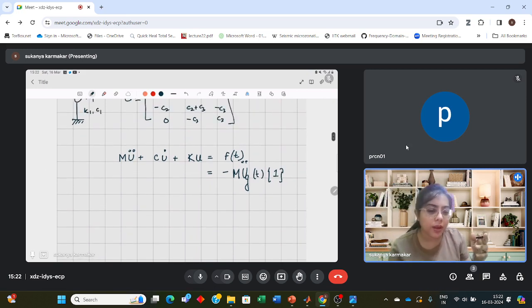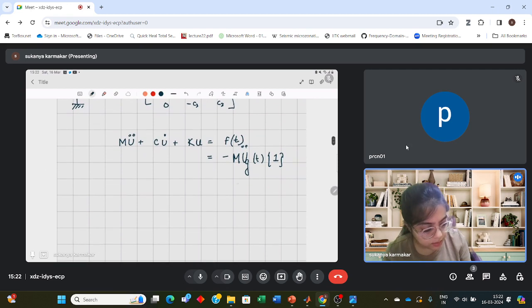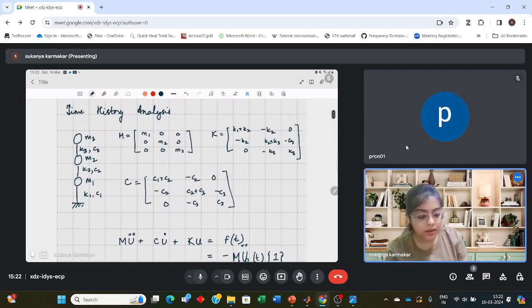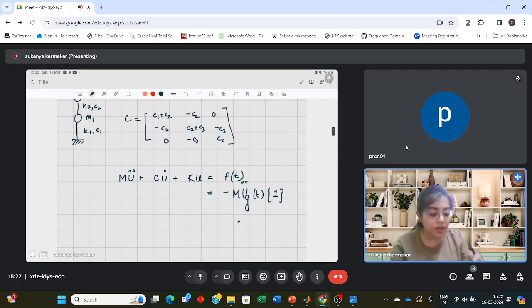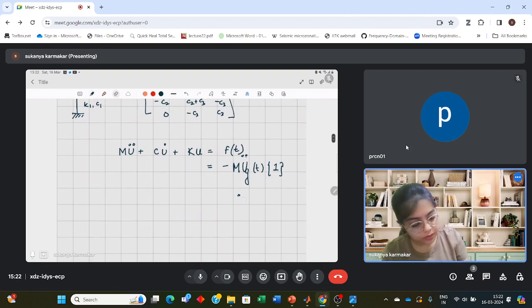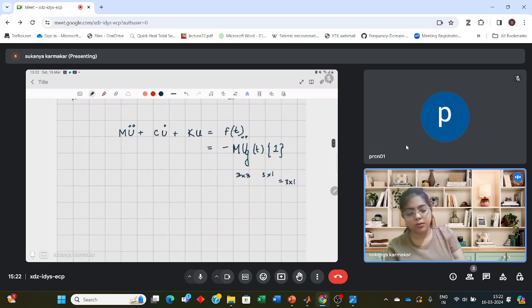Why is this multiplied by 1? This you can understand. Since the mass is a 3 by 3 matrix, you have three equations, so this should be a vector of 3 cross 1. The u g double dot is basically a function of time, and the 1 is a vector of 3 cross 1. So finally, on multiplying, this becomes a 3 cross 1 vector. This is what we want. That is why it is written in that format.